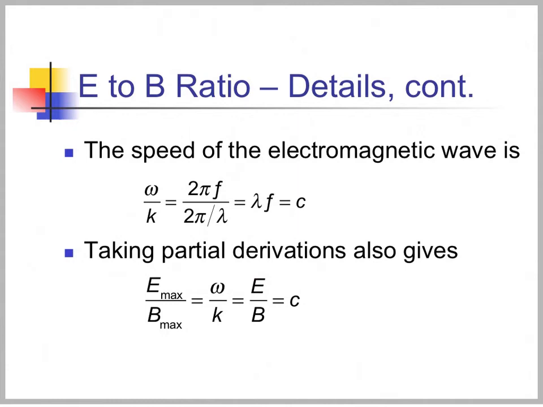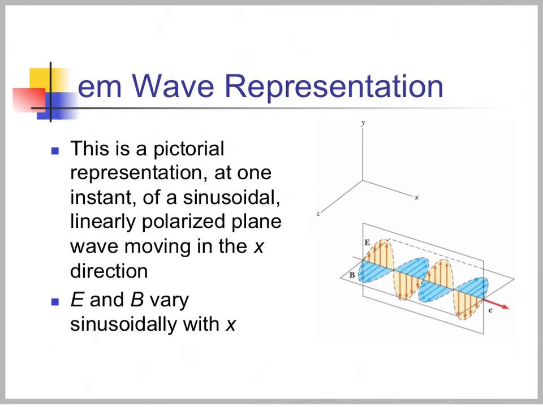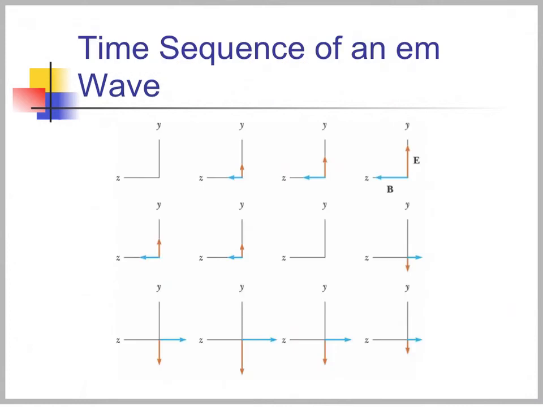So then we can get a representation of what an electromagnetic wave looks like. A sinusoidal, linearly polarized plane wave moving in the x direction, where the electric field varies in the y direction sinusoidally at the same time as B varies in the z direction sinusoidally, and they are in phase with each other. Looking at an electromagnetic wave coming at me, then, the electric field will grow and the magnetic field will grow, and they'll get to some maximum value. Then they'll shrink back down, and then they'll go to a maximum value in the other direction and shrink back down.